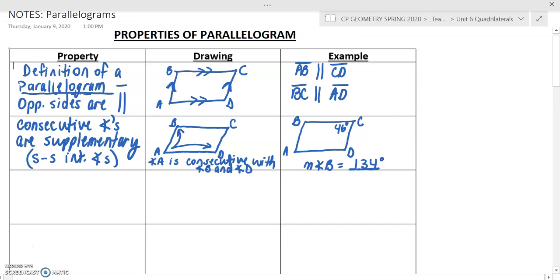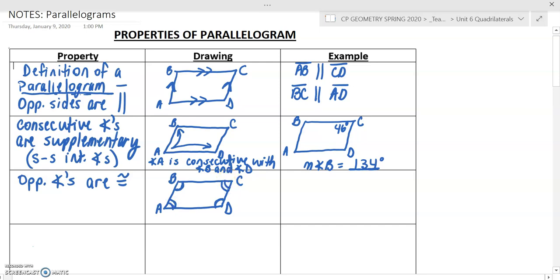Okay, next property. Opposite angles are congruent. I'm going to write that in. Opposite angles are congruent. Let's take a look at that. Again, I'm going to draw my parallelogram. You'll get good at drawing this stuff as we move along. So then we know angle B is congruent with angle D. And then we know angle A, which I'll use a double arc for, is congruent to angle C.